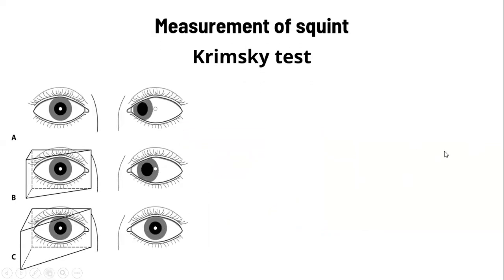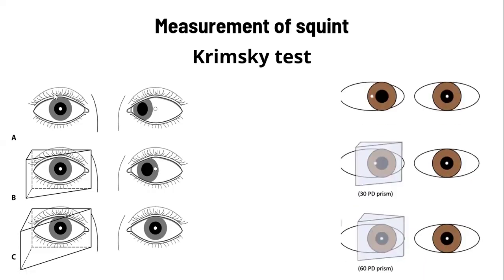Coming to the Krimsky test. So Krimsky is a light reflex test using the prism, and it is usually used if the patient is having one non-seeing eye. So you cannot do alternate prism cover test, then you go for Krimsky test. For example, in this patient, he's having esotropia. So you will put the base out prism over the seeing eye or the fixating eye, and the deviated eye will start moving. When the light reflex will be central, that is the angle of deviation of the patient.